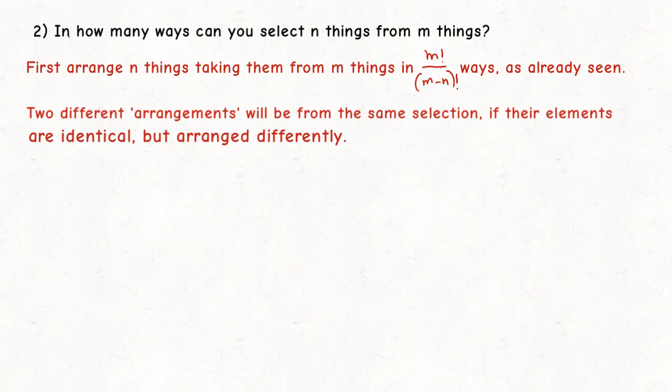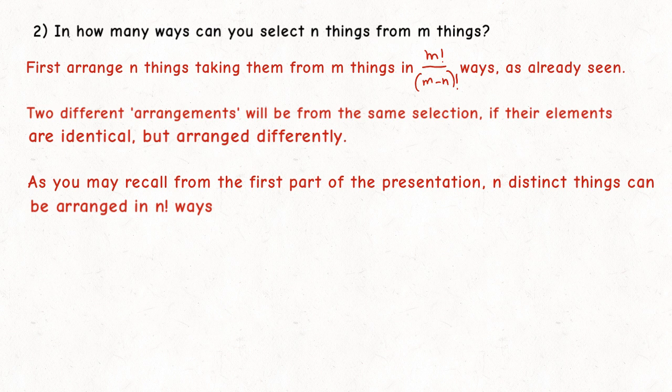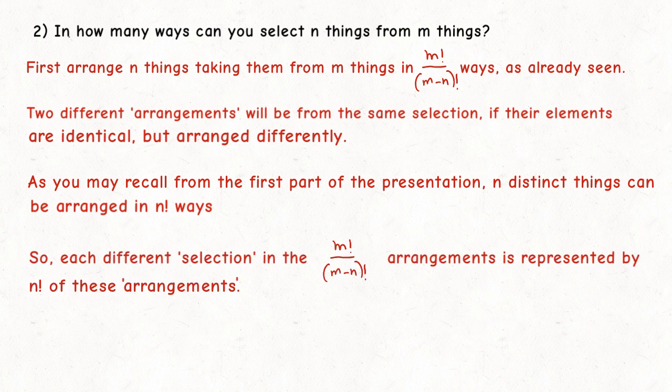Now in these factorial m upon m minus n factorial arrangements, there are many arrangements which belong to a common set of elements, just arranged differently, like say ABCD and ACBD, both of which have the same set of letters. Now you know from your previous slides that n distinct objects can be arranged in factorial n ways. This means that factorial n of such arrangements in the total group of factorial m upon m minus n factorial arrangements actually represent only one selection arranged differently.